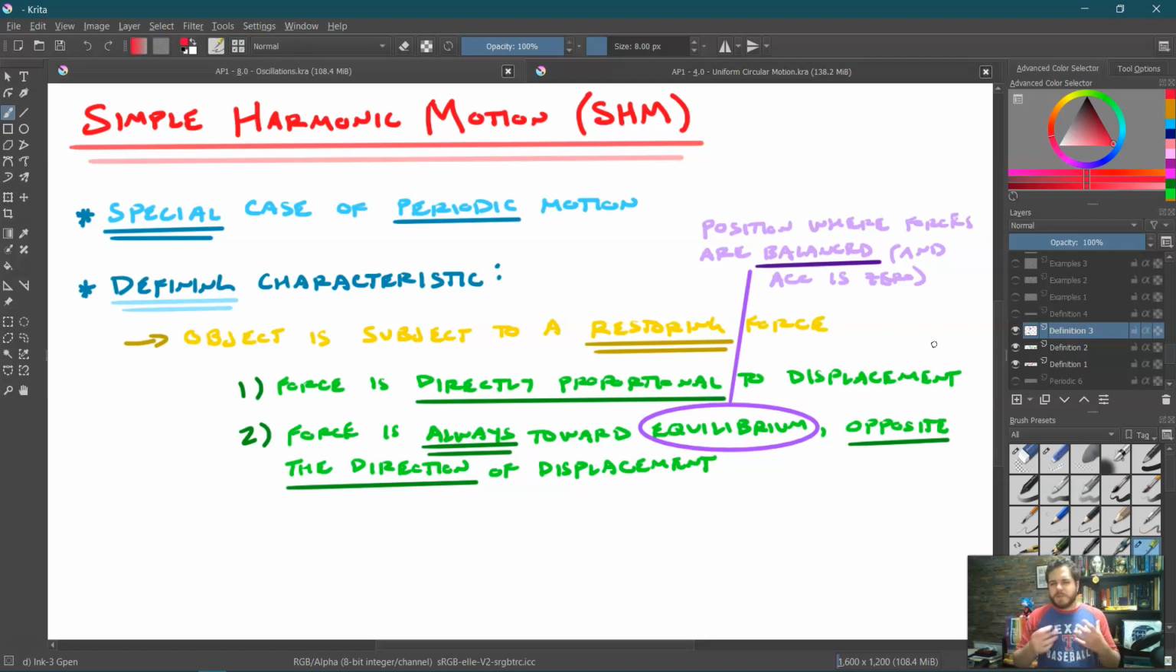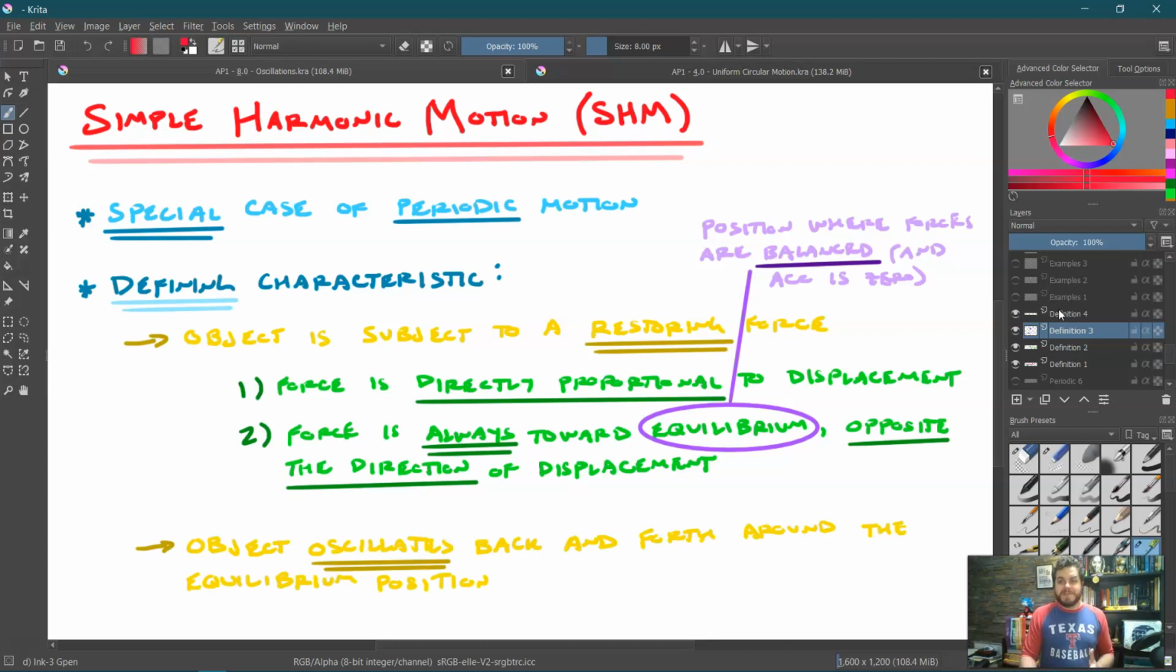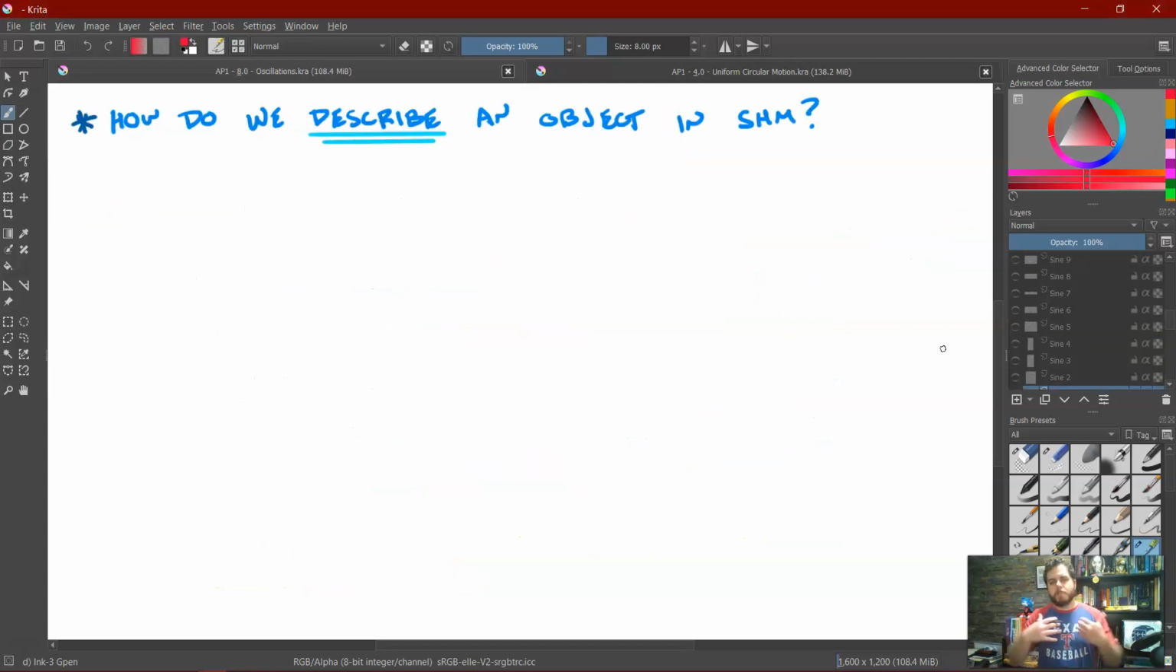Now, when this object is subjected to a restoring force, that means, typically speaking, it's going to be oscillating back and forth around this equilibrium position. You have an equilibrium, you disturb it a little bit, you move it away from equilibrium, that restoring force is going to pull it back toward equilibrium. You move it away from equilibrium again, restoring force pulls it back toward equilibrium. And it can go back and forth, etc. So how do we describe the motion?